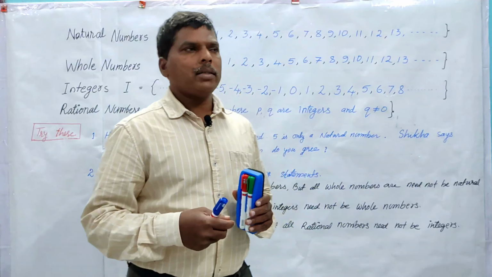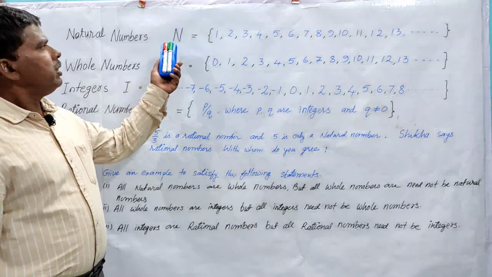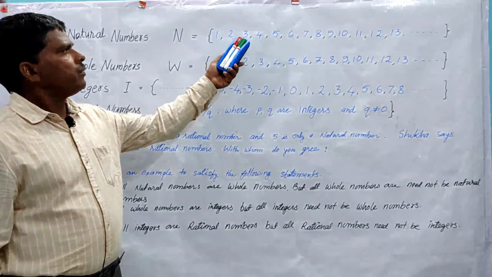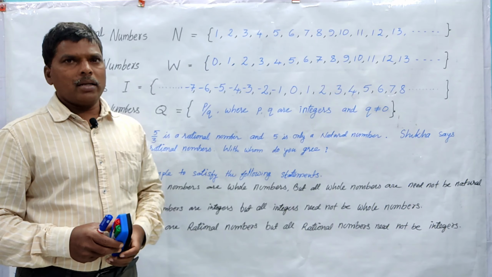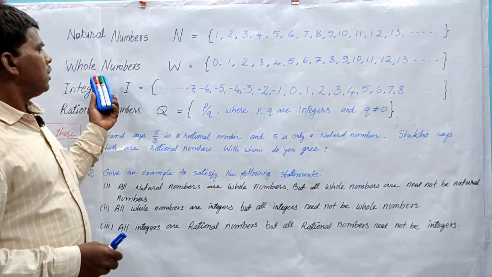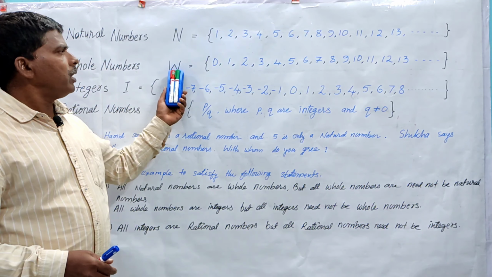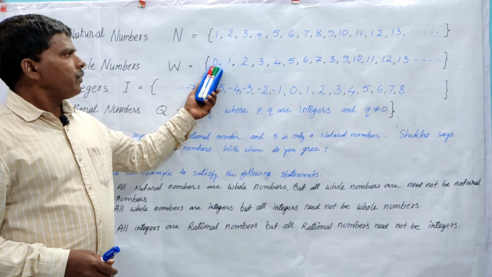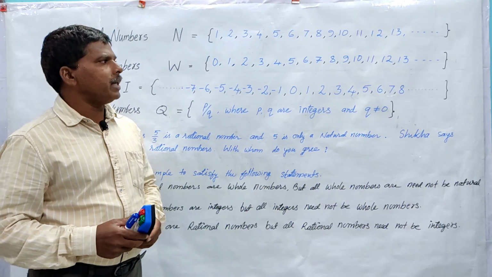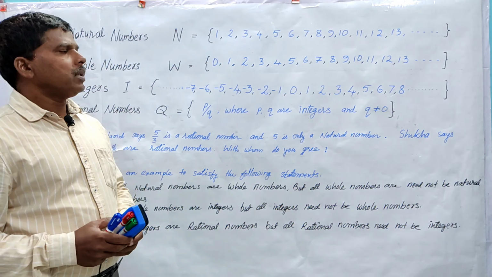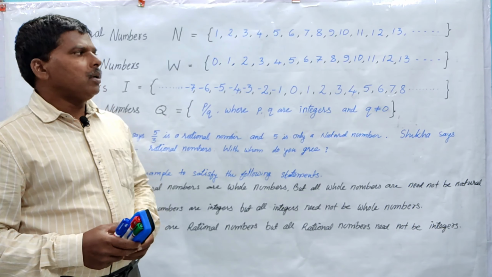Now, as you know, natural numbers are denoted by N and are 1, 2, 3, 4, 5, 6, 7, 8 like that. Whole numbers start from 0. Whole numbers are denoted by W and are 0, 1, 2, 3, 4, 5, 6, 7, 8, 9, 10, 11, 12, 13, 14, 15, 16, 17 and so on.